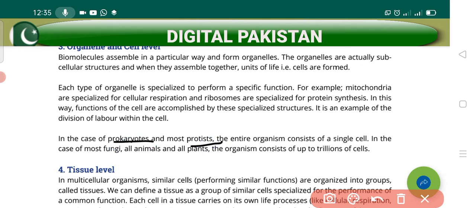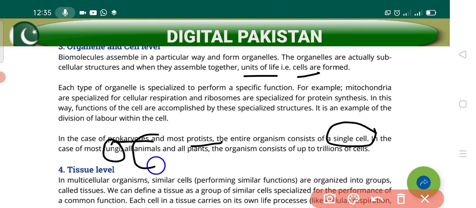These prokaryotes and protists are organisms made up of only a single cell. Like bacteria is a living organism. They can reproduce, they can grow, they can dwell. So that's why a cell is known as the unit of life. Similarly, the fungi, animals and plants are made up of trillions of cells.